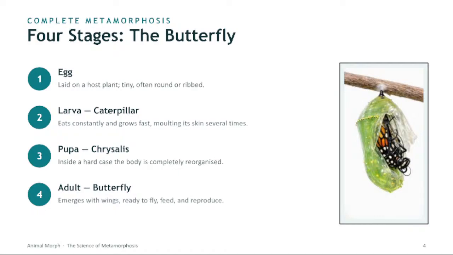For the four stages of the butterfly, it starts from an egg laid on a host plant, tiny, often round or ribbed. Next is the larva, the caterpillar. It eats constantly and grows fast, molting its skin several times. And now to the pupa, also known as a chrysalis. Inside a hard case the body is completely reorganized, or in kids' terms, it's a little sleeping bag. And then the adult. It turns into the butterfly. It emerges with its wings, ready to fly, feed, and reproduce.